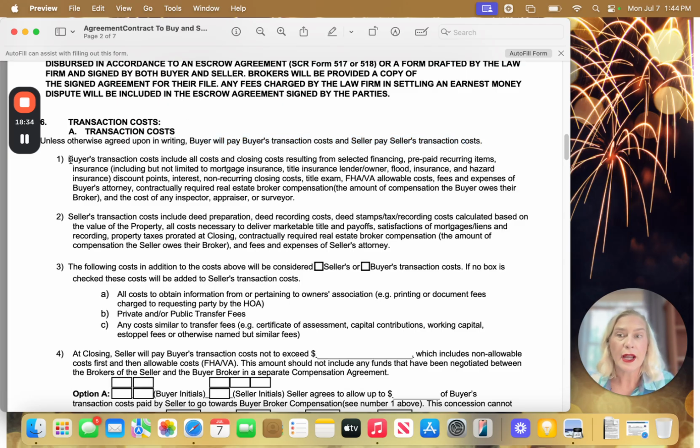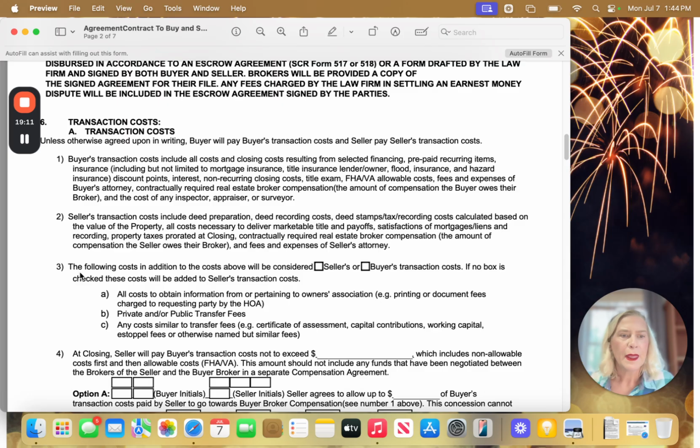Number one talks about buyer transaction costs and what's feasibly included in the buyer cost, to include the amount of compensation the buyer owes to their broker. Also, the cost of any inspector, appraiser, or survey. So item 1 explains all of the buyer's transaction costs. Item 2 literally explains all of the seller's transaction costs, to include their required real estate broker compensation that they have an agreement for. So everybody pays their own fees. That's what number 1 and number 2 say.